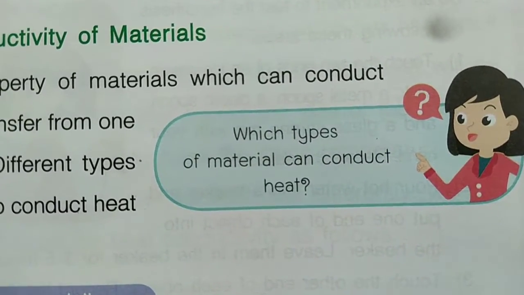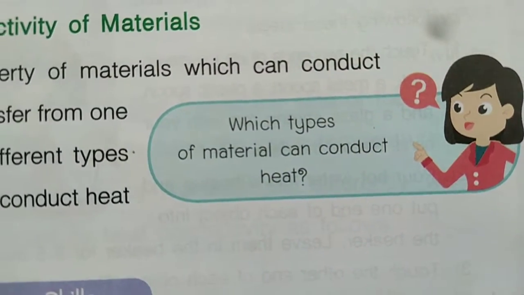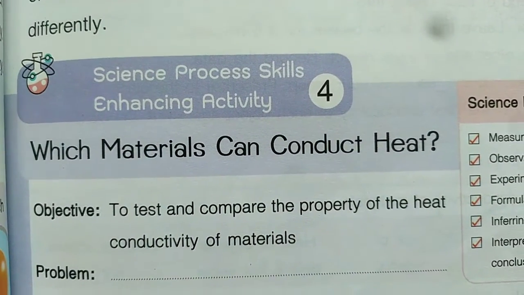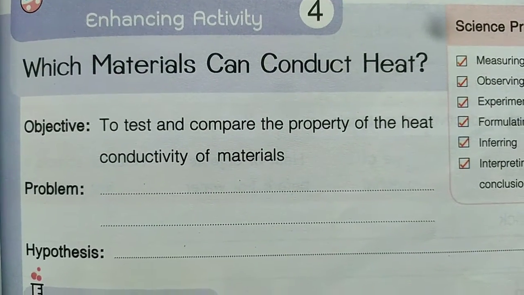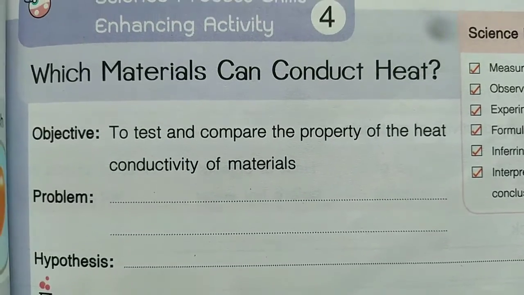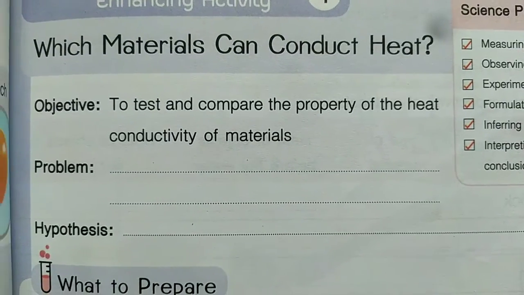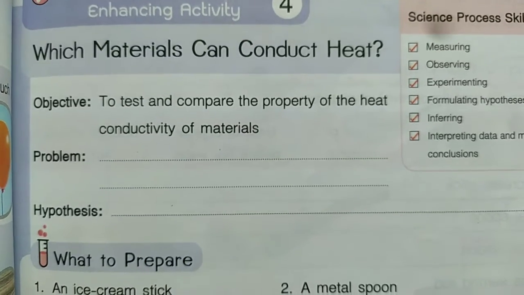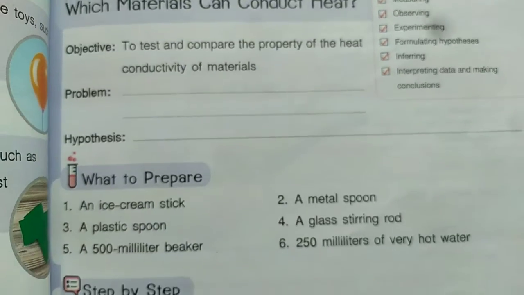Let's read this question. Which types of material can conduct heat? Well, let us see here. We'll go to the science process skills with this objective: to test and compare the property of the heat conductivity of materials. What is the problem? Here is the problem. Which materials can conduct heat? And so the hypothesis is negative, so you can say there is no significant difference among the heat of these materials. Alright? Or you can modify that.